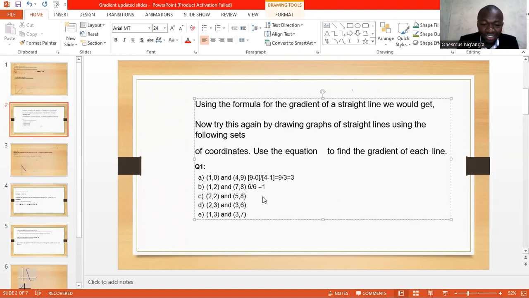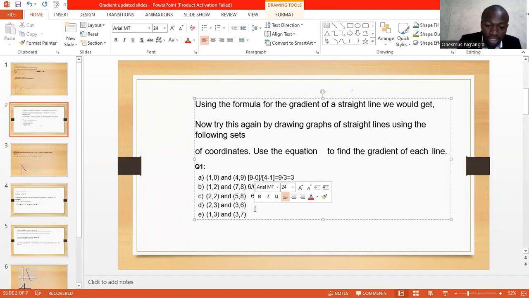Okay, thank you. So in this case, the answer will be 8 minus 2, that is 6, divided by 5 minus 2, that is 3. So 6 divided by 3 is giving us 2.